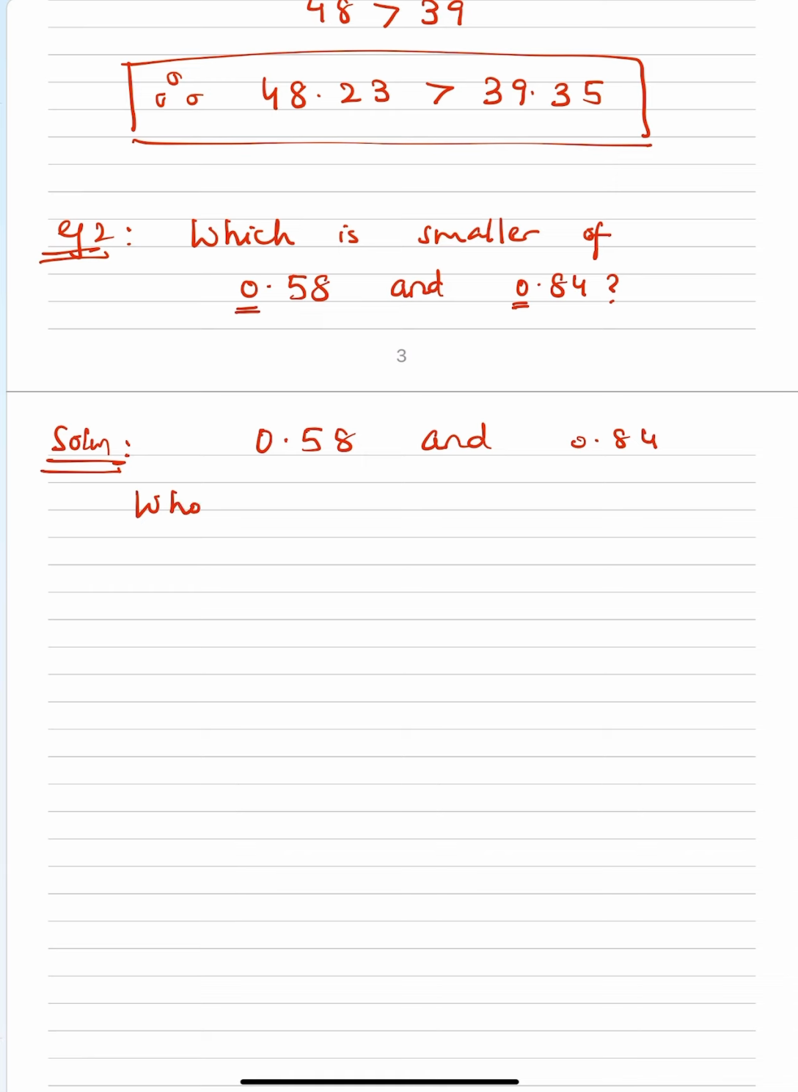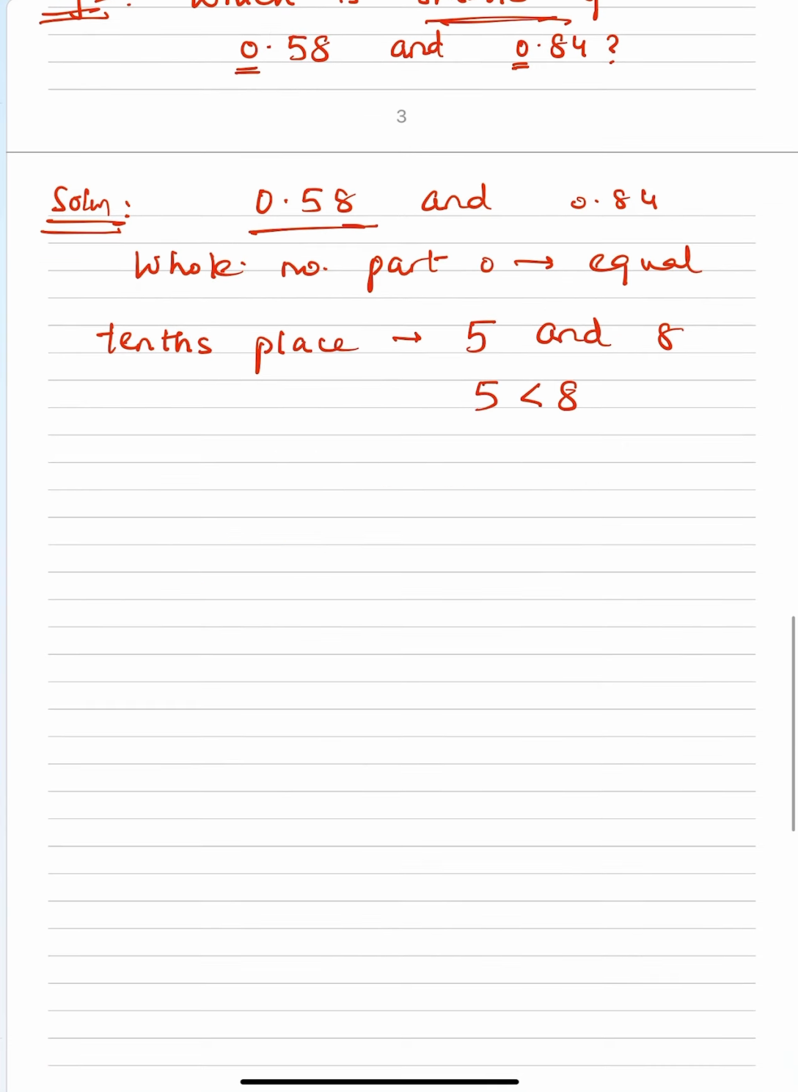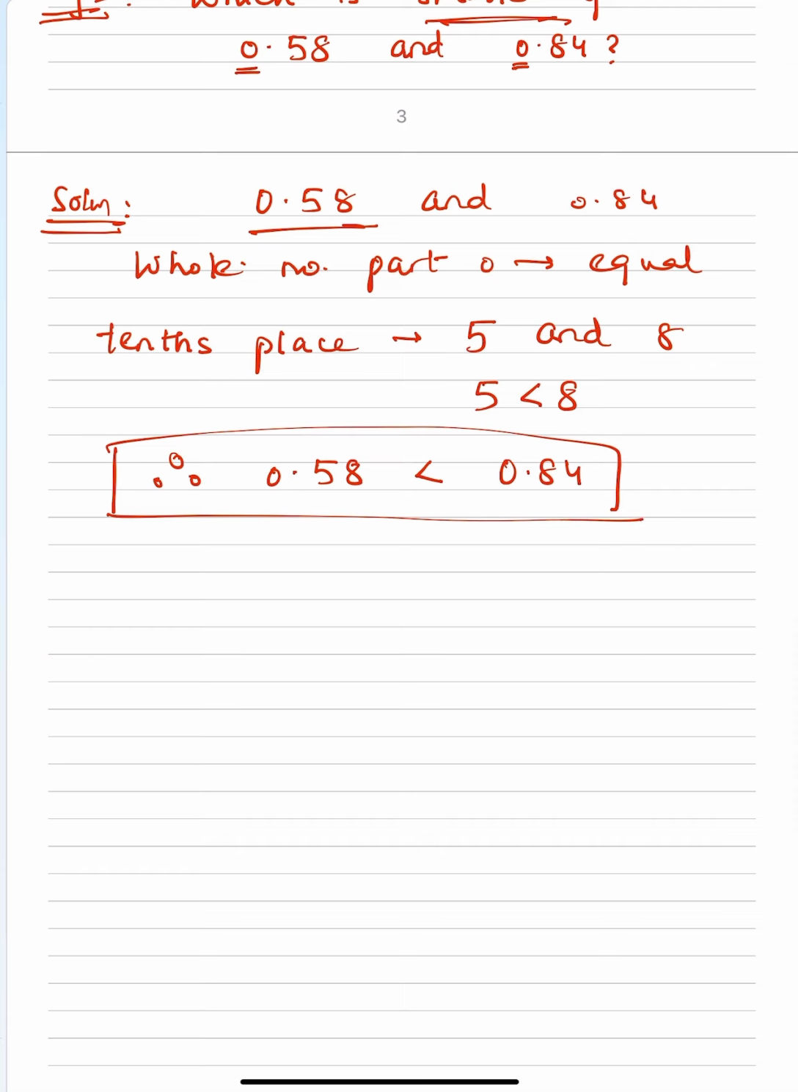Now here the whole number part is 0, which is equal. Then we will compare the tenths place. So the tenths place is 5 and 8, correct? So what we can say here, that 5 is less than 8. We have to find the smaller only, so we will write therefore 0.58 is less than 0.84. So we can say 0.58 is the smaller number.